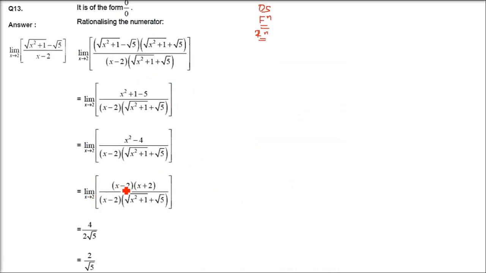So now when we cancel it, you have x plus 2, so put x as 2, and now put x here also as 2. So it will be under root 2 square plus 1, plus under root 5. So under root 5 plus under root 5 is 2 under root 5. The 2 gets cancelled, it will be 2 by under root 5.